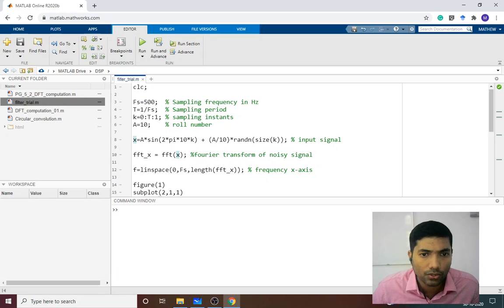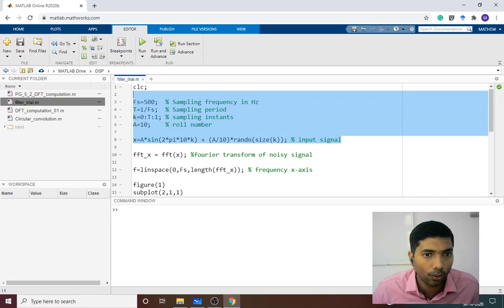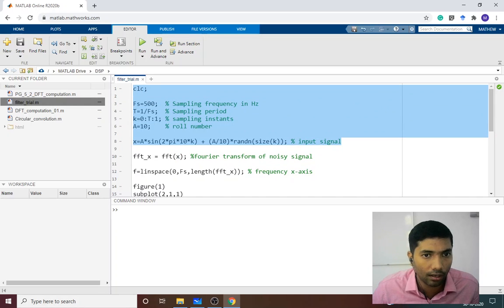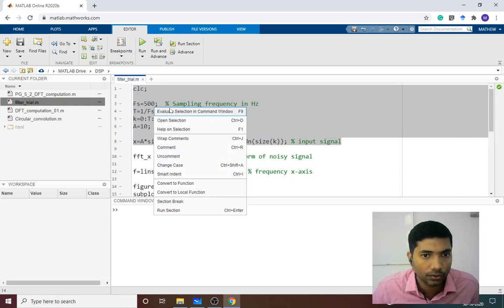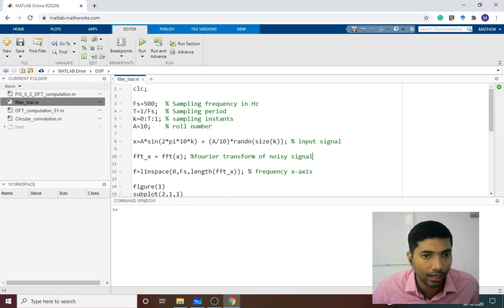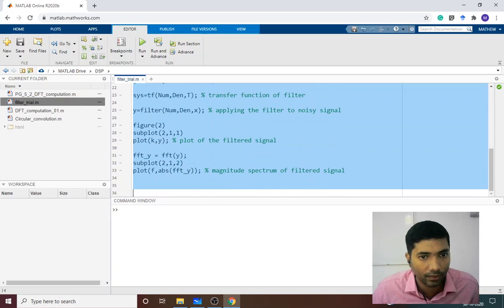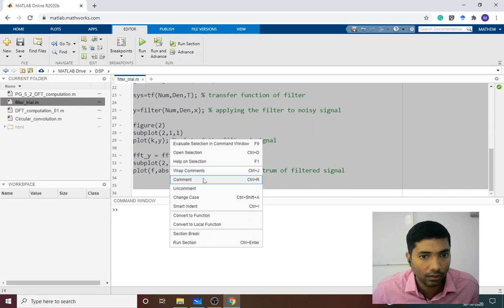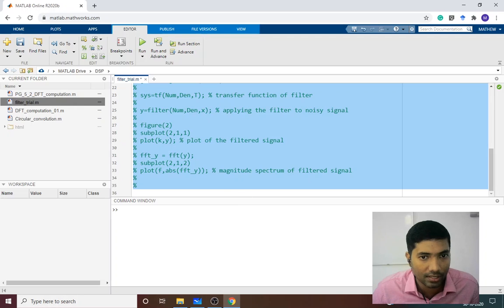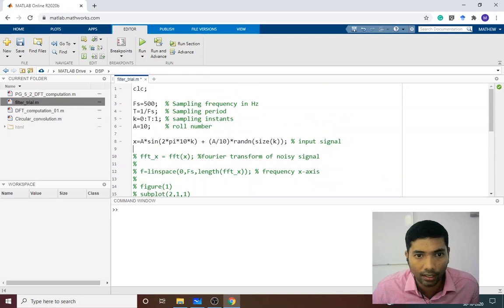Suppose you want to see the plot. Let me check if I can run up till here. Evaluate selection, or rather what I'll do is I'll comment the remaining things. I am commenting the remaining stuff for the moment, I'll explain it later. And now let me try to run it.